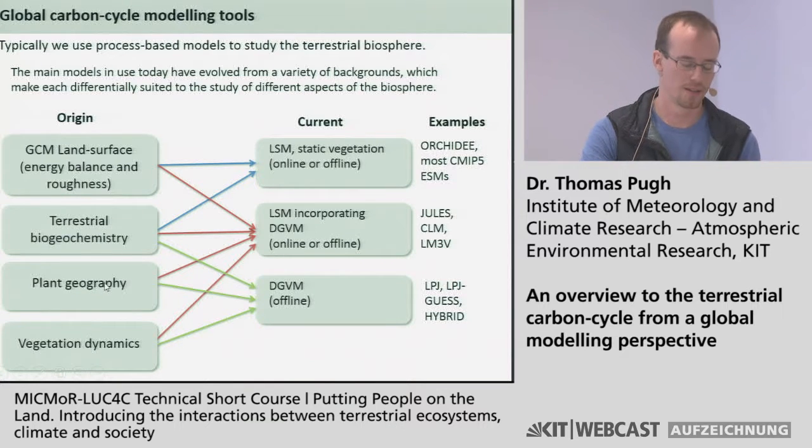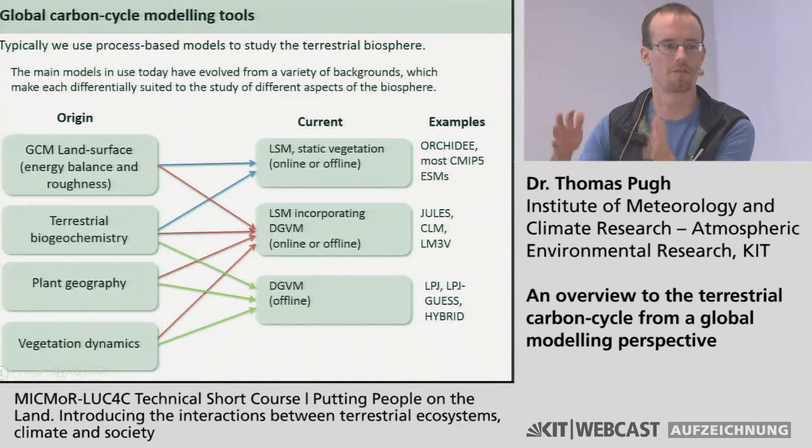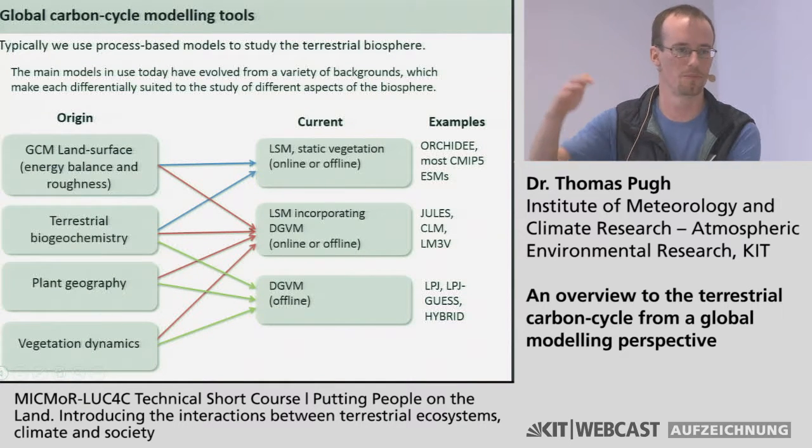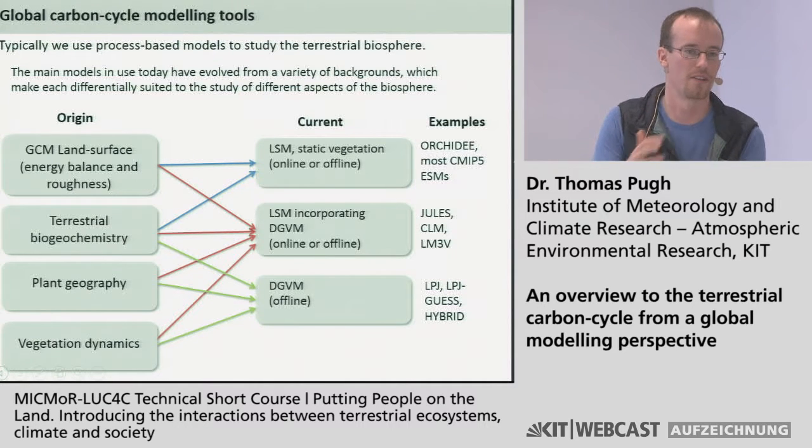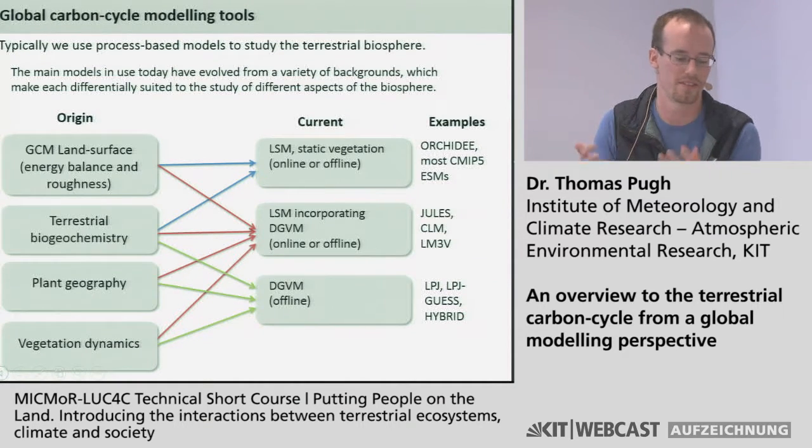Another class, going back in time, is the plant geography models. So what kind of plants grow where? Are there bioclimatic limits that say particular plants grow in these regions, for instance? And then we have vegetation dynamics. So how do different types of vegetation interact with each other? What are the mortality processes, and how do they affect the kinds of vegetation we have? How is it established?